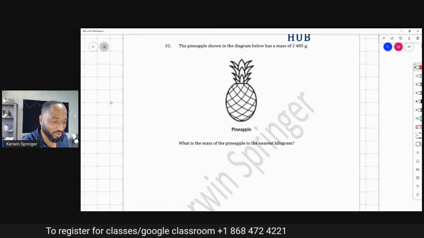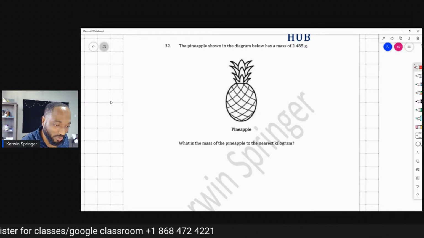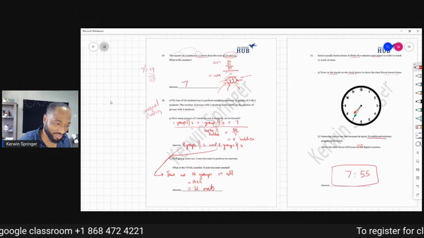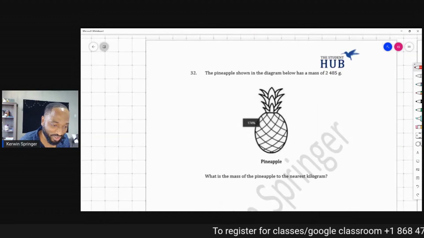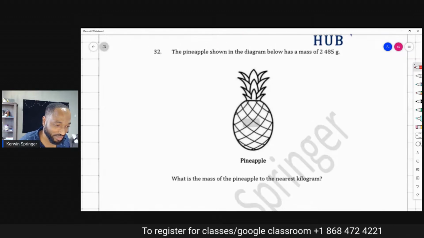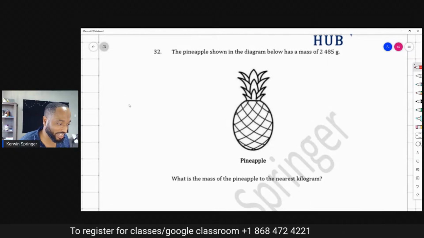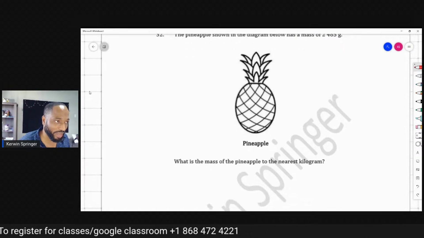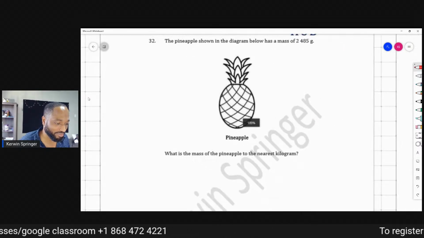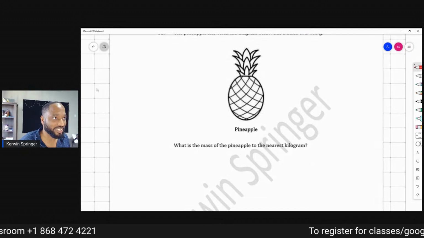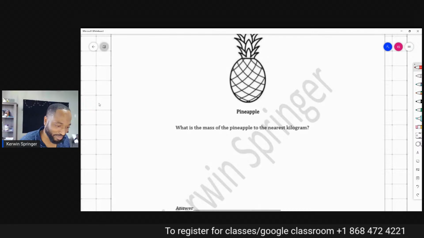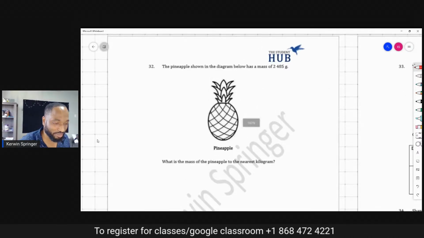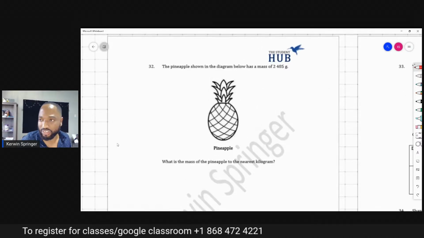The pineapple shown in the diagram below has a mass of 2.485 kg. Okay, that's the mass. And what is the mass of the pineapple to the nearest kilogram? We had got break already sometime. What is the mass of the pineapple to the nearest kilogram? Well, to the nearest kilogram, I love this question.